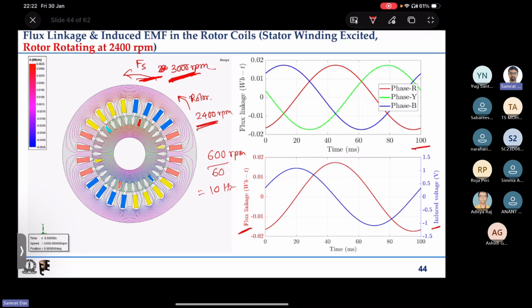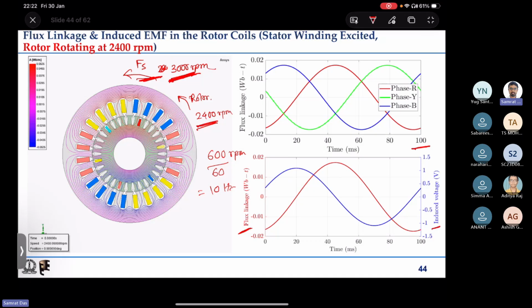So we understand that if the rotor is stationary, we have 50 hertz flux linkage and induced EMF in the rotor, and if it is rotating at 2400 rpm, then we have 10 hertz flux linkage and induced EMF. Next we will understand about the current, what comes.